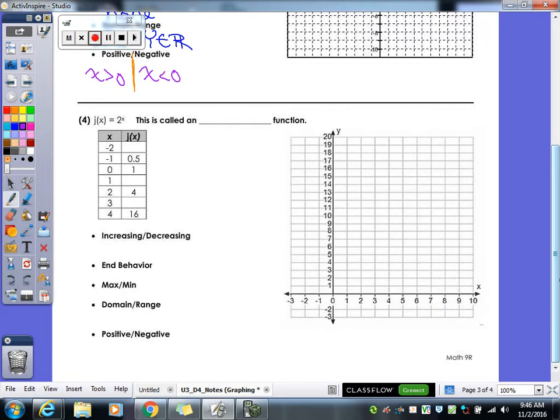All right, here's our last one in our notes today. We have j of x equals 2 to the x power. This is called an exponential function. It's called an exponential function because your variable, your x, is in the exponent spot. That's how it's different than our quadratic where it was x squared. You had a number in your exponent. When the variable is in your exponent, it becomes an exponential function.